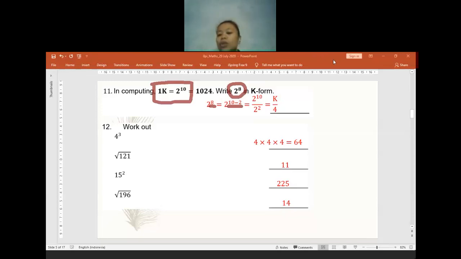And then as we know yesterday, when we have a division using indices, we just need to subtract the powers. Now we have the subtraction of the powers. Now we can change it into division.